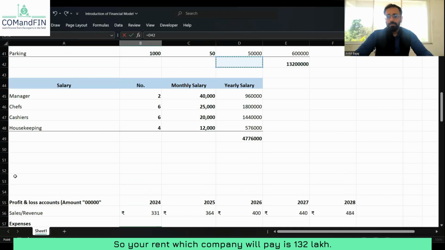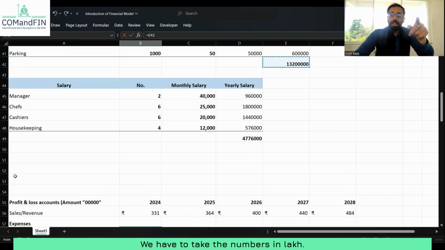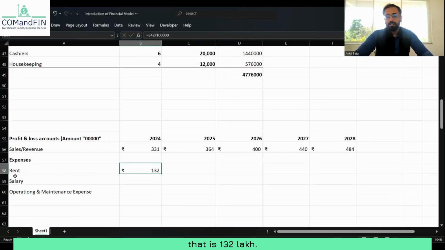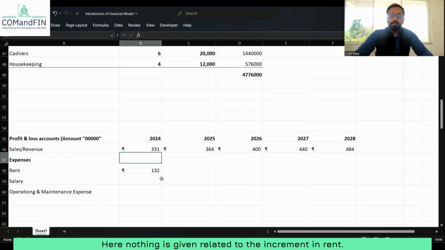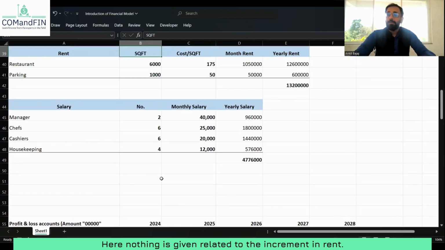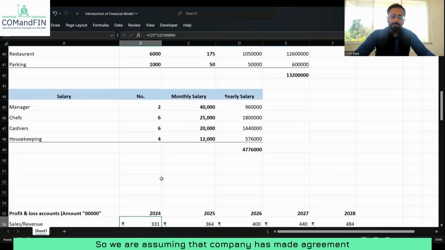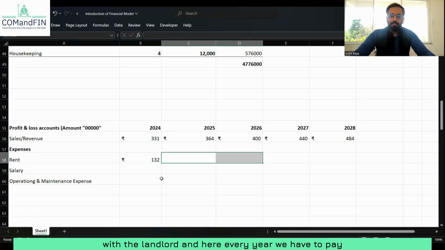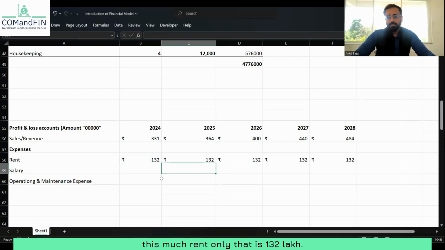Now we know the rent, that how much rent the company will pay. The rent which the company will pay is 132 lakh. We have to take the numbers in lakh, so I will divide this by 1 lakh, right? So here every year the rent the company will pay is 132 lakh. Here nothing is given related to the increment in rent. So we are assuming that the company has made an agreement with the landlord, and every year we have to pay this much rent only, that is 132 lakh.